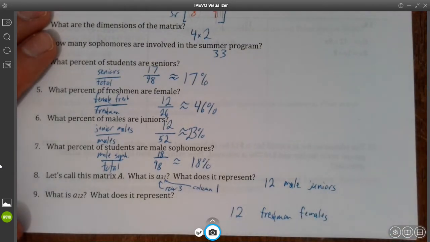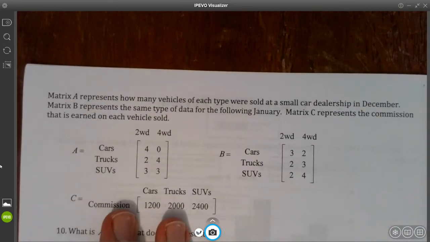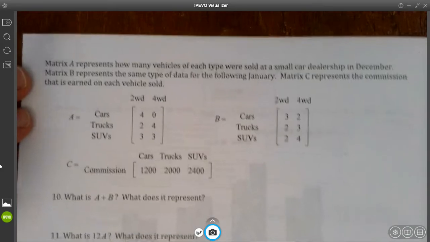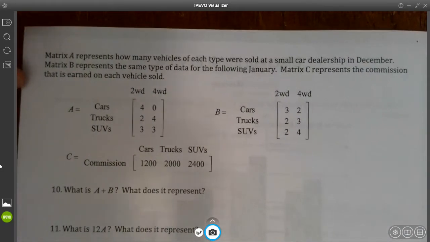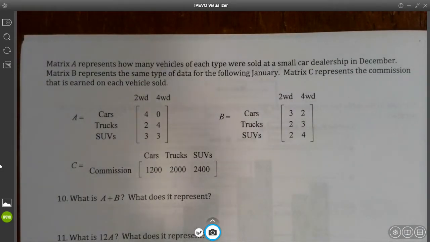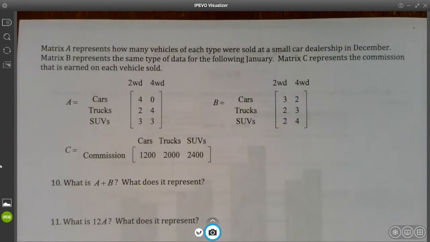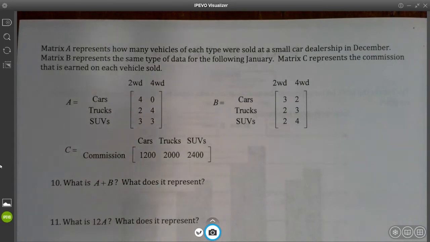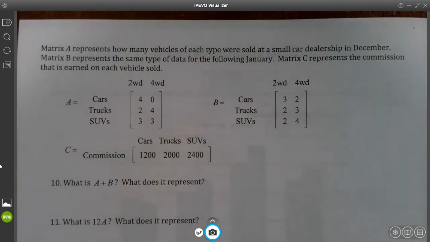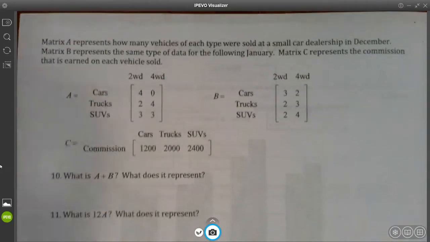Let's flip this paper over and keep going. Matrix A represents how many vehicles of each type were sold at a small car dealership in December. Very difficult for me to say. Matrix B represents the same type of data for the following January. Matrix C represents the commission that is earned on each vehicle sold.